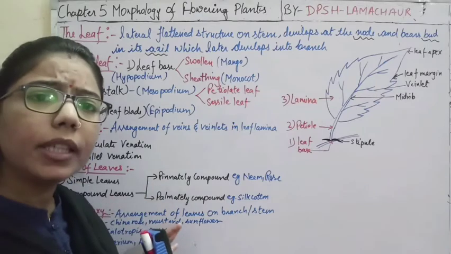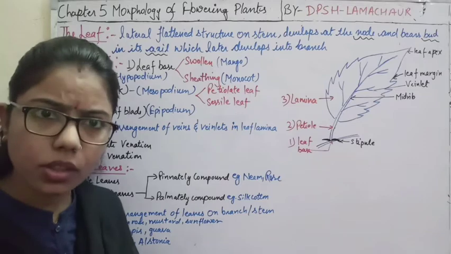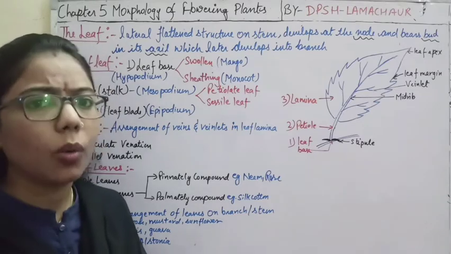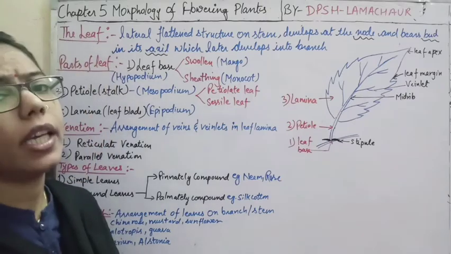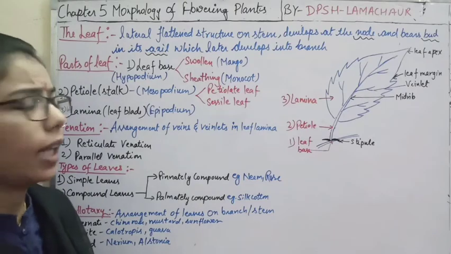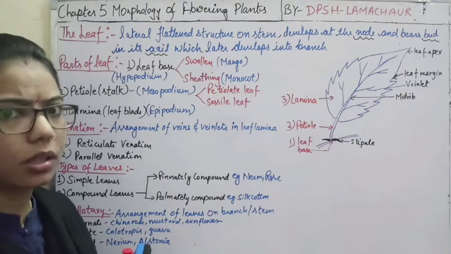So we have completed the roots, types of roots, and their modifications. In the same way we have completed the stem, types of stem, and their modifications. Now today we will start with the third one, that is the leaf. And this leaf is a part of what? It is a part of the shoot system.